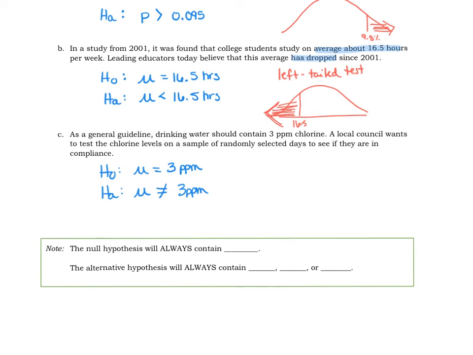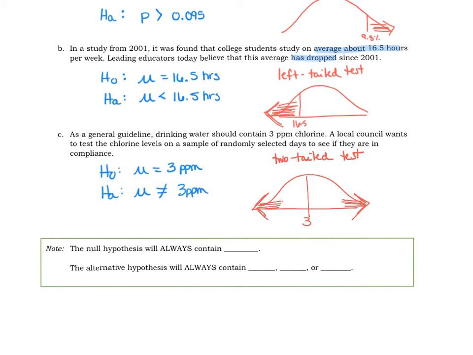This particular kind of test is what is known as a two-tailed test. We want to see if the mean has changed in one way or the other. If we've got this 3 parts per million, we are looking to see: is it way too low down here, or is it way too high up here? We want to go in either direction, therefore a two-tailed test.